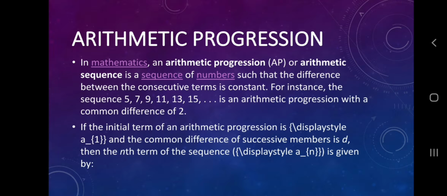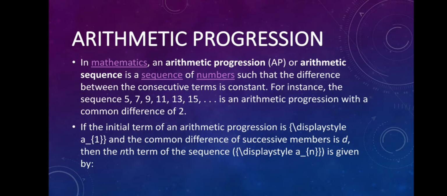Good morning, sir. I am Ayush Upadyay and I am going to explain the topic arithmetic progression. An arithmetic progression or arithmetic sequence is a sequence of numbers such that the difference between consecutive terms is constant. For instance, the sequence 5, 7, 9, 11, 13 is an arithmetic progression with a common difference of 2.